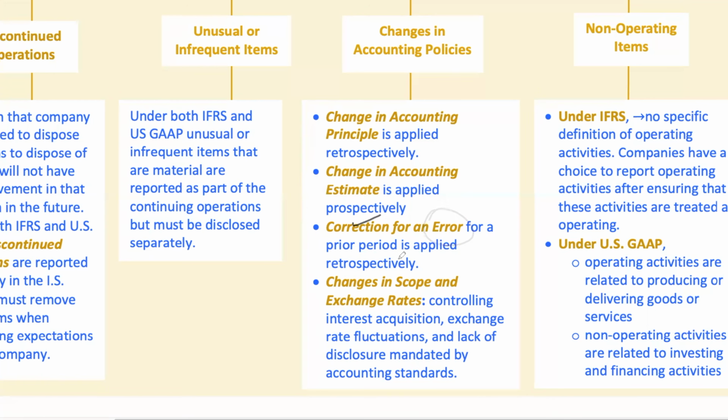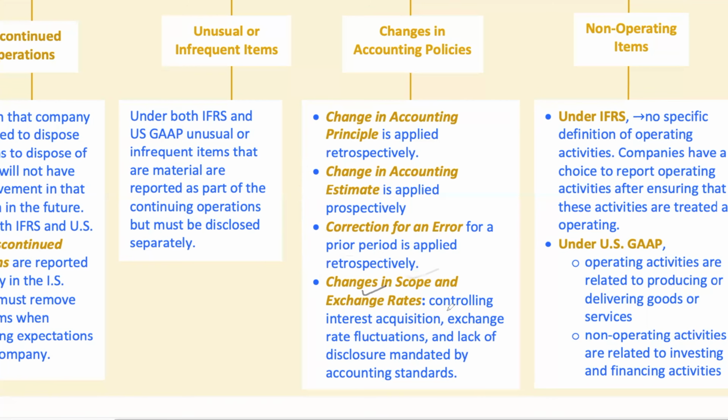Then there are corrections of errors. If a company discovers a mistake in previous financial statements, it must correct this retrospectively, similar to a change in accounting policy. This ensures accuracy and reliability in financial reporting. Frequent errors might indicate deeper issues within the company's accounting systems, so they're worth scrutinizing.